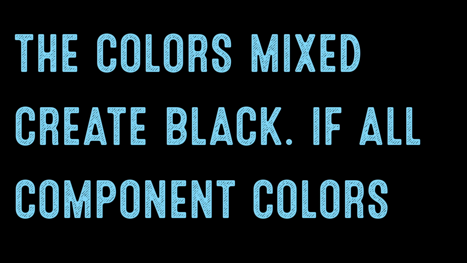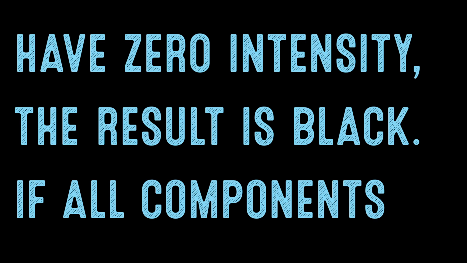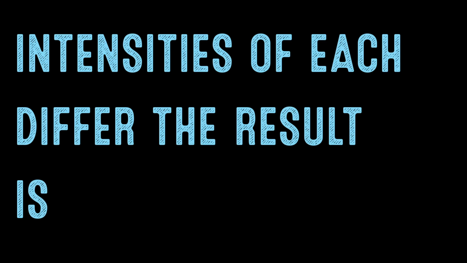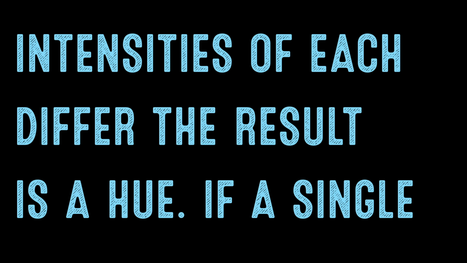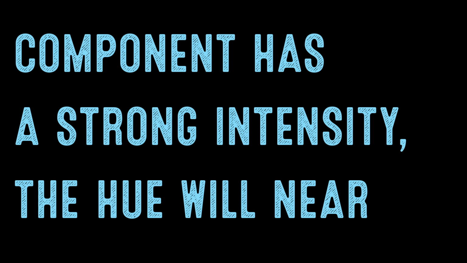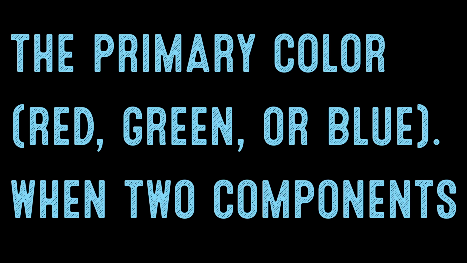If all component colors have zero intensity, the result is black. If all components have the same intensity, the result is gray. When the intensities of each differ, the result is a hue. If a single component has a strong intensity, the hue will be near the primary color, red, green, or blue.